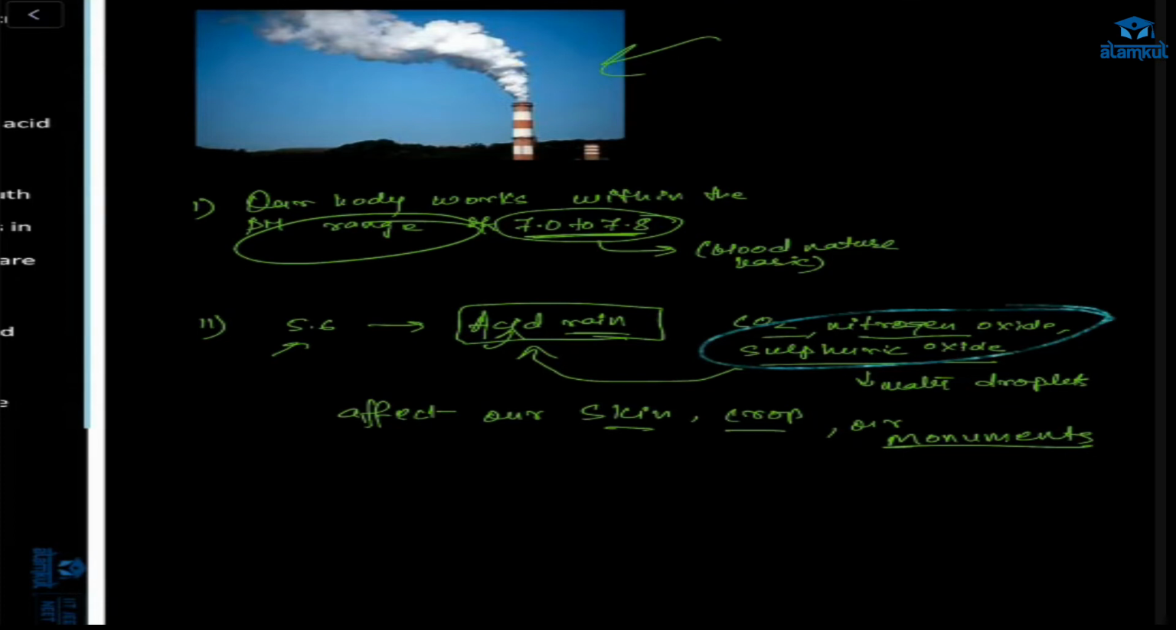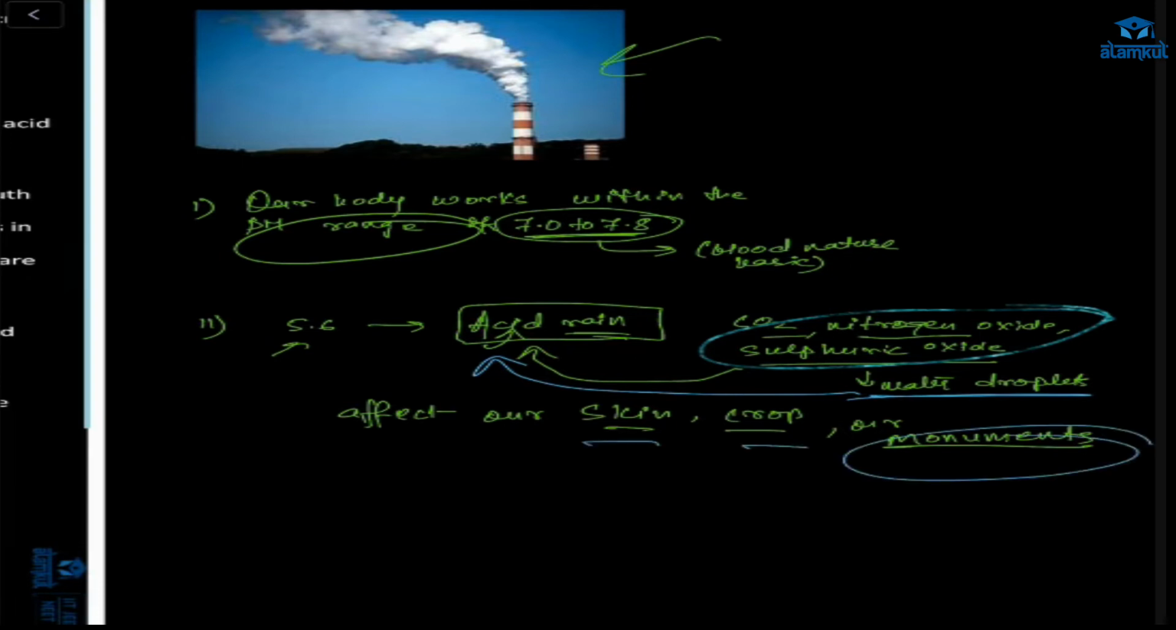So these gases will go up and mix with the water droplets, and these gases will affect my water droplets. That's why the first rain is always called the acid rain, and acid rain always affects our skin, our crops, and our monuments.